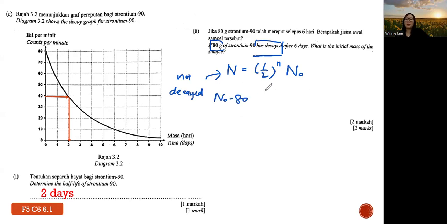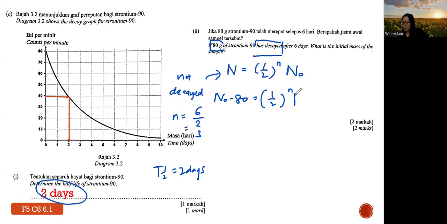Then this small n is the number of half-lives. As you know, the T half itself is 2 days. So to find this small n, I use the number of days, 6 days divided by 2. So actually it's 3. So I will have (1/2)^n, and again the unknown is N naught. This small n is basically 3. So now I will have N naught minus 80 equals 1/8 N naught.